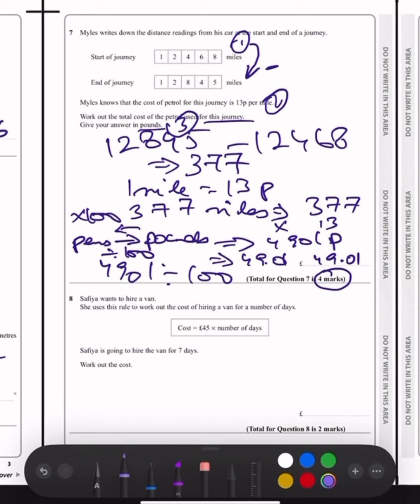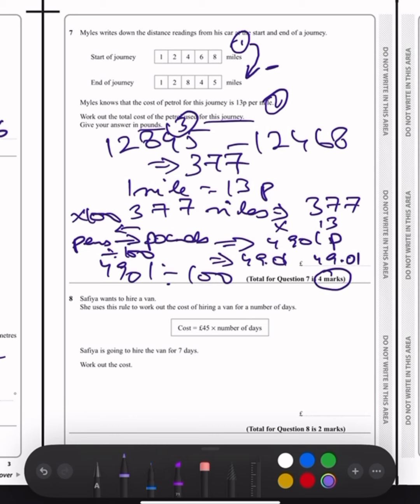So, question 8, Sophia wants to hire a van. Sophia uses this rule to work out the cost of hiring a van for a number of days. So, cost is equal to 45 pounds into the number of days. Sophia is going to hire the van for 7 days. Work out the cost. So this is a very simple question, obviously. So here we know that we need to do a bit of a substitution. They've given us cost and they've given us the formula in a way, which is 45 pounds into the number of days.